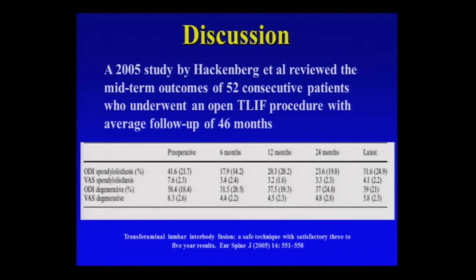Hackenberg reviewed the midterm outcomes of patients who underwent an open TLIF. Again, very little. This is the longest published study of open TLIF that's in the literature. And they looked at their patients up to 46 months, so not quite 4 years. So if you look, for example, across the top line with the ODIs for spondylolisthesis, you see their preoperative scores were a little less than the patients in our study, at least in terms of ODI. And by 12 months and 24 months, the ODI was down into the low 20s. However, at latest follow-up, which wasn't quite 3 years, the ODI was beginning to creep back up into the low 30s.